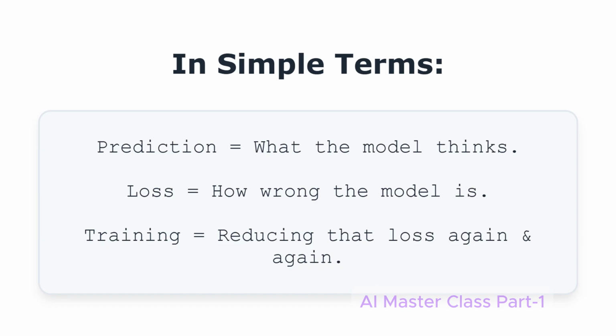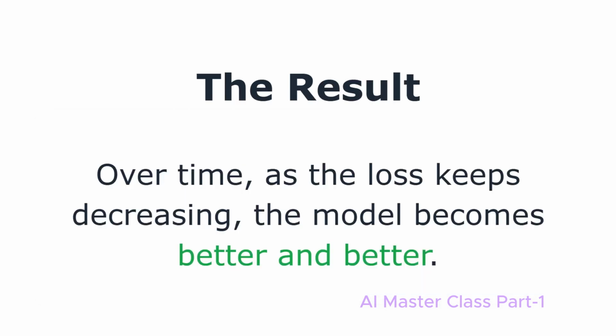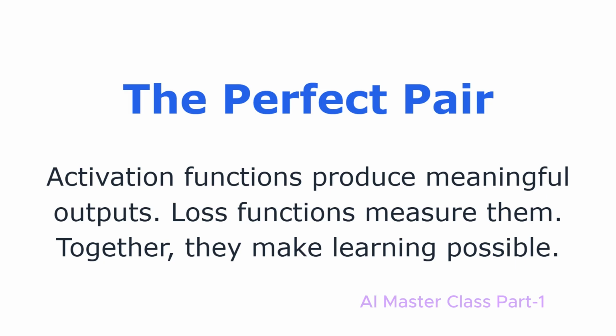So in simple terms, prediction tells us what the model thinks. Loss tells us how wrong the model is. And training is the process of reducing that loss again and again. Over time, as the loss keeps decreasing, the model becomes better and better. Now you can see how everything connects. Activation functions helped us produce meaningful outputs. Loss functions help us measure how good or bad those outputs are.